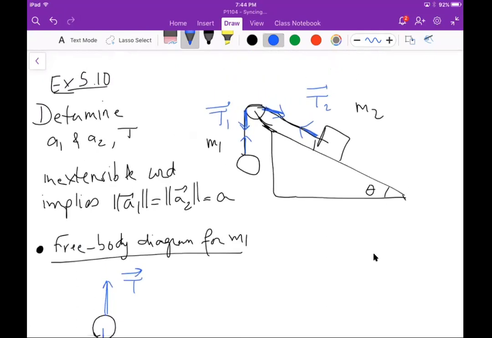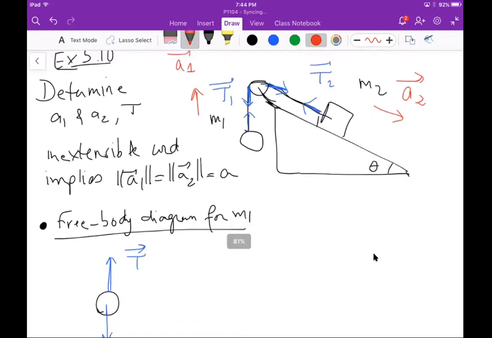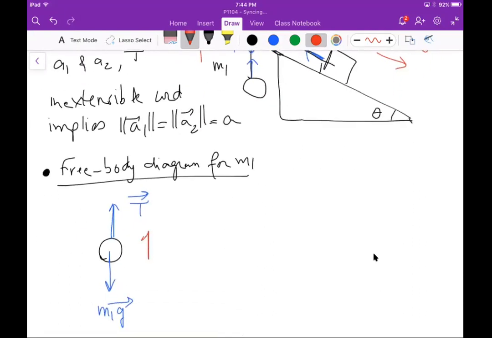Let's actually take a choice for the motion of this object. Let's suppose that the system M2 is moving downward with a given acceleration A2, and consequently M1 will be moving upward. So this is the acceleration A1. Of course, A1 and A2 are equal in magnitude, but they are not the same in direction. So this M1 would be moving upward like this. This is A1. And still we have to choose a system of reference. So let's take the y-axis to be pointing upward.